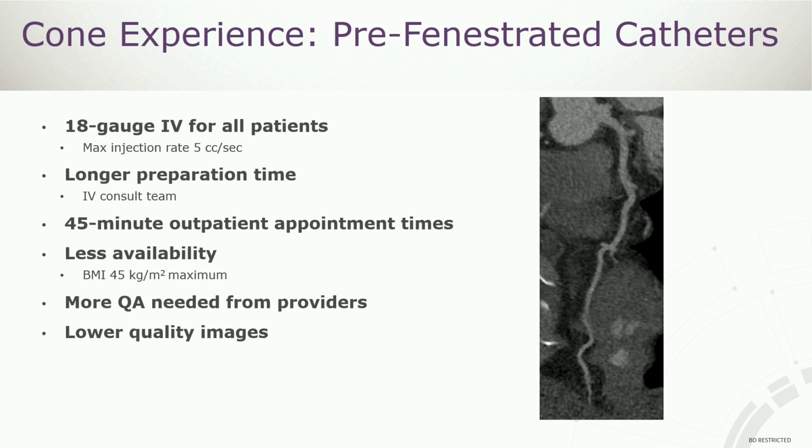We were also restricted on what we could do BMI-wise. We had a cutoff of 45. Anybody over a BMI of 45, we had to do special considerations. So we would view all of their prior imaging to see whether we thought we could actually get good images or not. And that required a lot of QA from our providers. So we were having to call our cardiologists while they were in the office trying to see patients, and that's not a very good use of their time. And we still ended up with lower quality images occasionally.